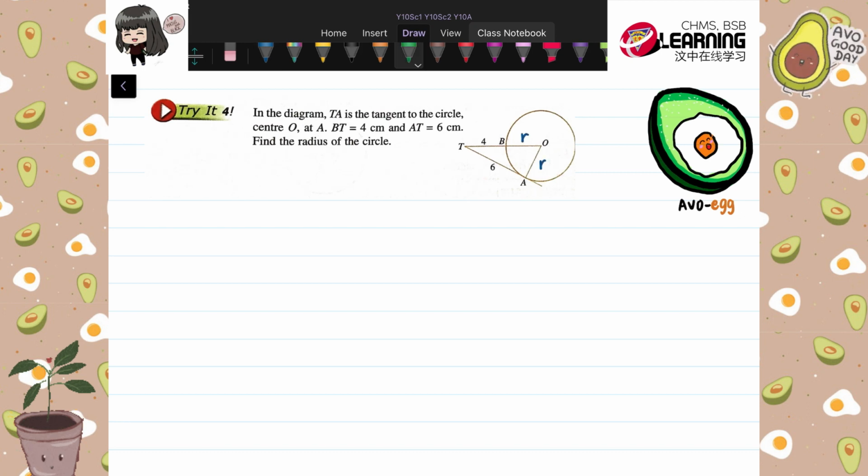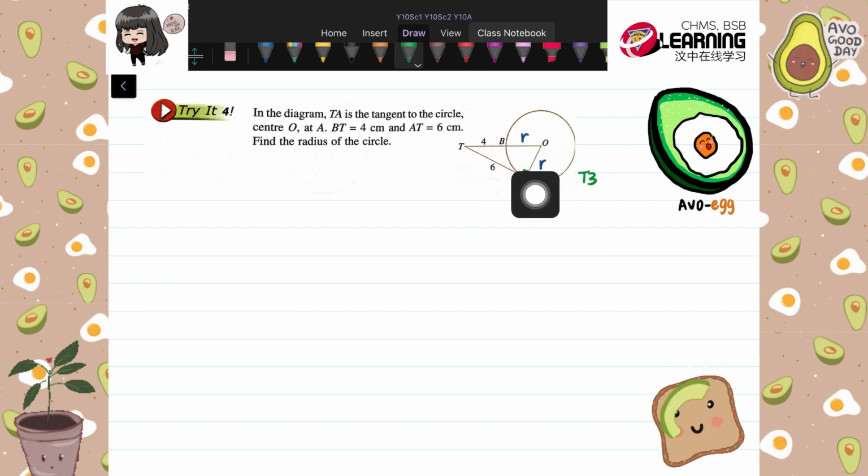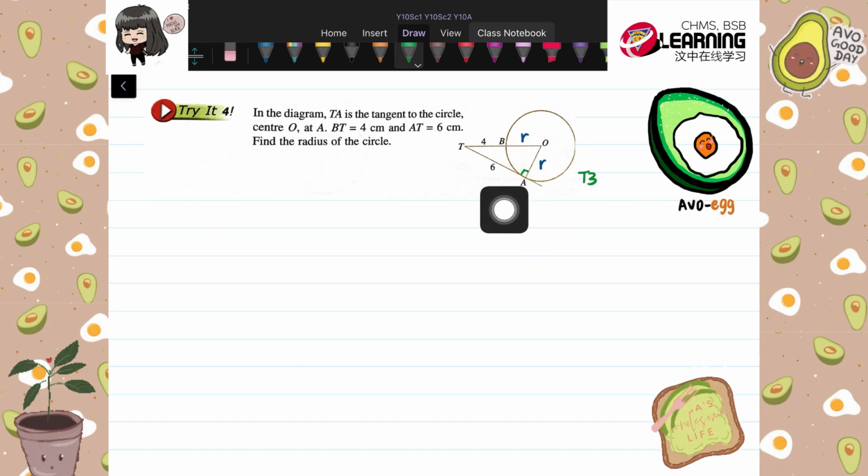Okay, so we know that this is a 90 degree. Okay, this is according to Theorem 3, T3, right? Theorem 3 tells us that the angle between these tangent line and the radius is 90 degrees. So this one is 90 degree. They did not mention here 90 degree, but according to the theorem 3, we must know that this is 90 degree. Okay, so this one is 90 degree.